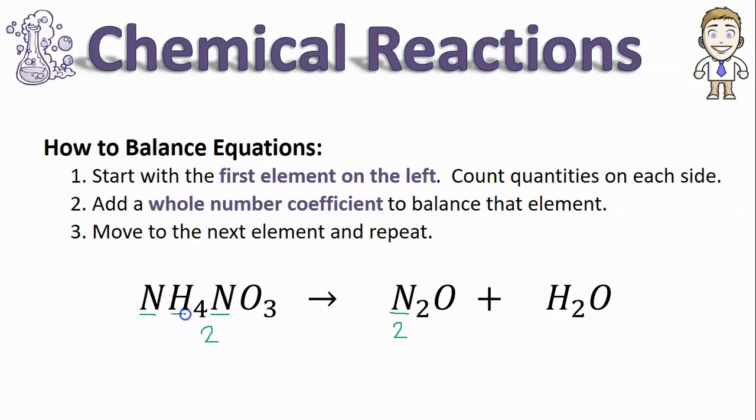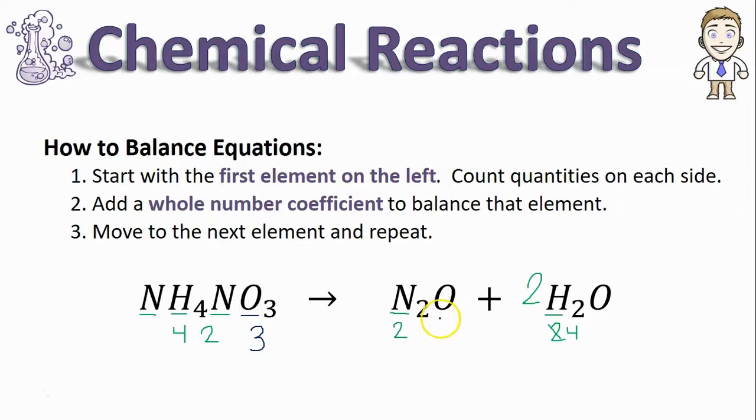The next element is hydrogen, and I see that there's 4 of those. On the product side, here's hydrogen, but there's only 2. So if I put a coefficient of 2 to double that to a 4, now my H's are balanced as well. Changing colors for my oxygens just so we don't lose track. On the reactant side, I have 3 oxygens.